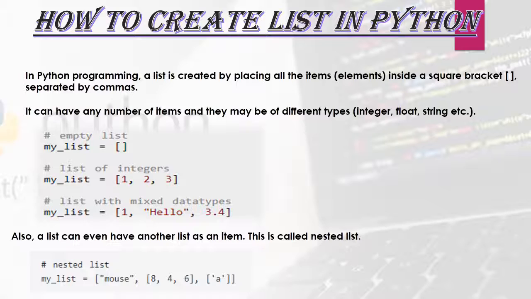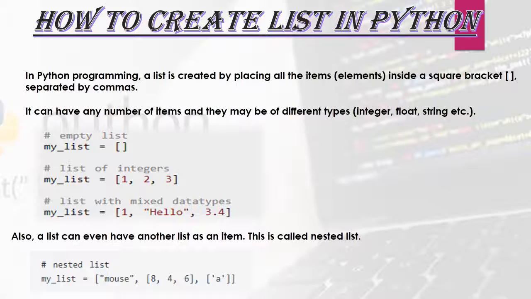Suppose I am giving an example, taking here an empty list. My list is equal to an empty list. List of integers: my list is equal to elements 1, 2 and 3. And list with mixed data type can be written as 1, hello, 3.4. Here 1 is integer type, the other is string type, and the next is float type.